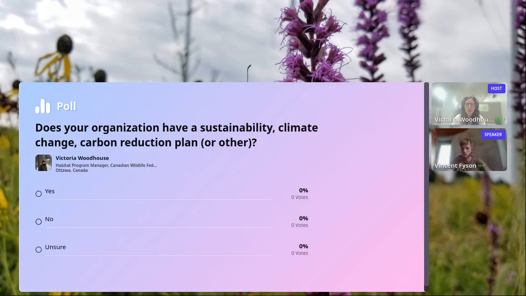Okay, so everyone should be able to see that. Does your organization have a sustainability plan, a climate change plan, a carbon reduction plan, or something along those lines? To respond, you should be able to click directly on the stage, or you can certainly click in the pane on the right-hand side.